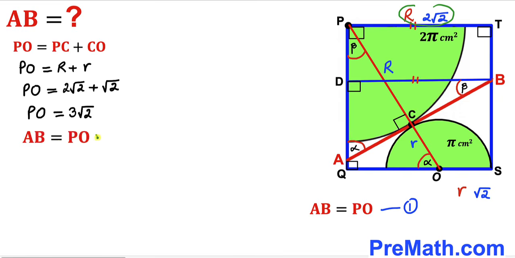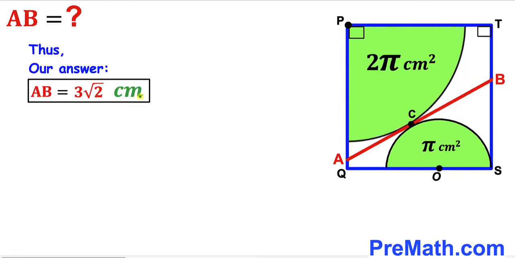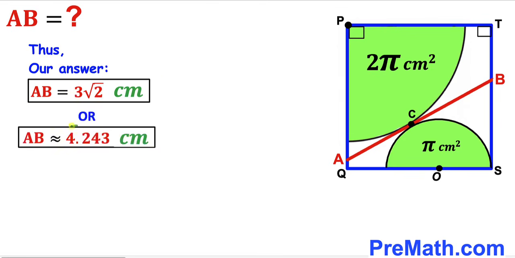And now let's focus on this equation 1. Here I have copied down this equation 1: AB length equals our PO length. And here we figured out our PO length as 3 times square root of 2. So we conclude that this segment AB length has got to be 3 times square root of 2 centimeter. Thus, after all the calculations and manipulations, the AB length turns out to be 3 times square root of 2 centimeter, and that is going to be approximately equal to 4.243 centimeter as well.